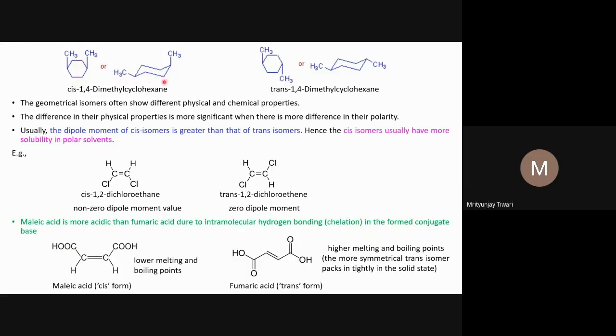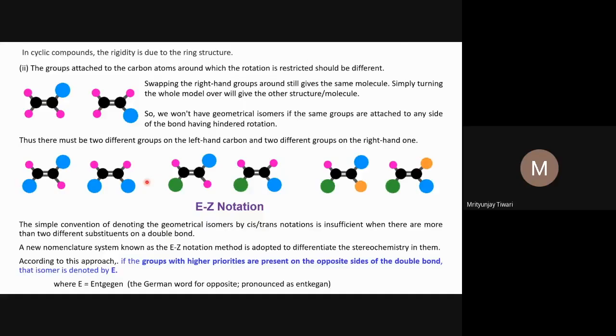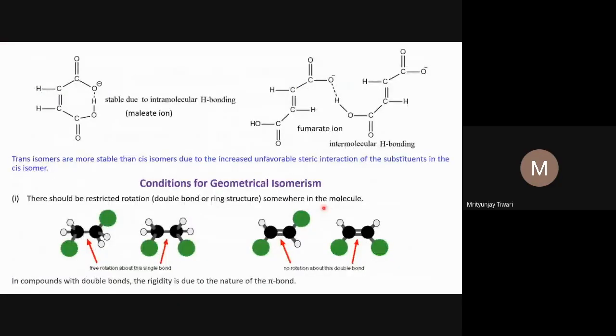This is the same compound, and this is another isomer; you will say the similar thing. If you want to rotate this part with respect to this part, you will have to break some of these bonds. So even in the ring structure, we see this kind of rigidity.